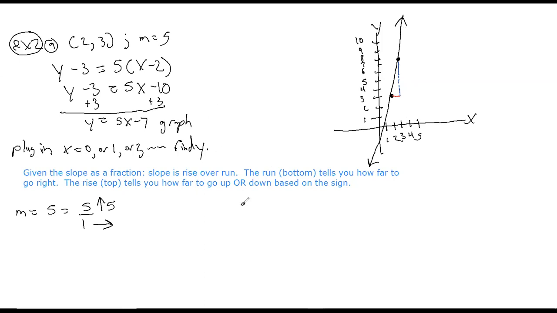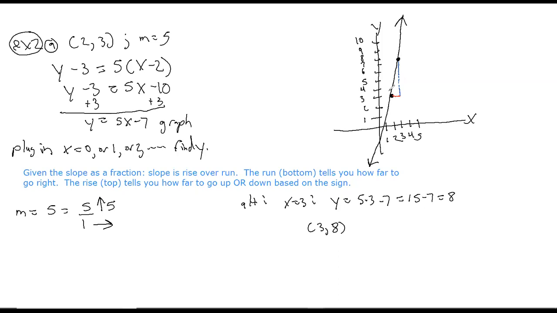Now again, I did not have to find that second point based on this method. I could have just plugged in x equals 0 or x equals 3. Even if you plug in x equals 3, I said you can use 0, 1, or 2, but you can also use 3. You get y equals 5 times 3 minus 7, which is 15, minus 7, which is 8, giving us the coordinate 3, 8, which is exactly where we ended up.